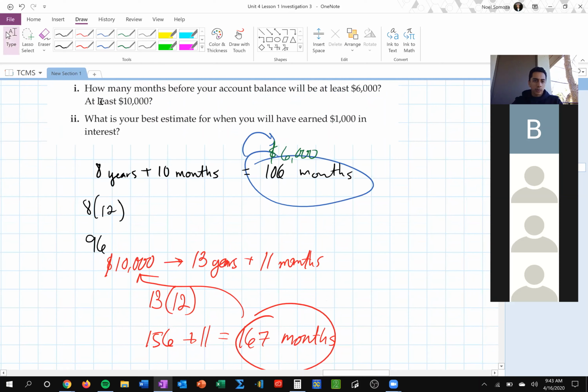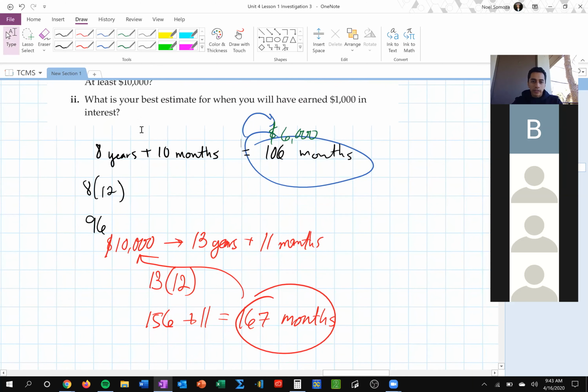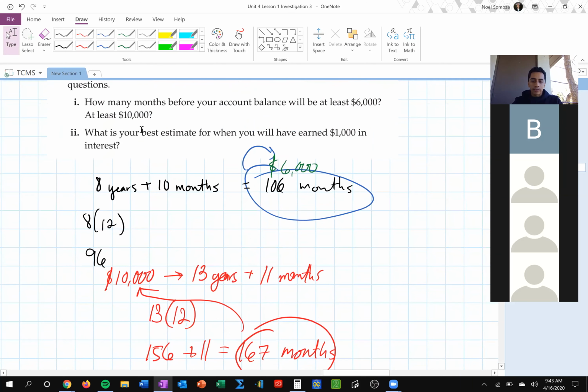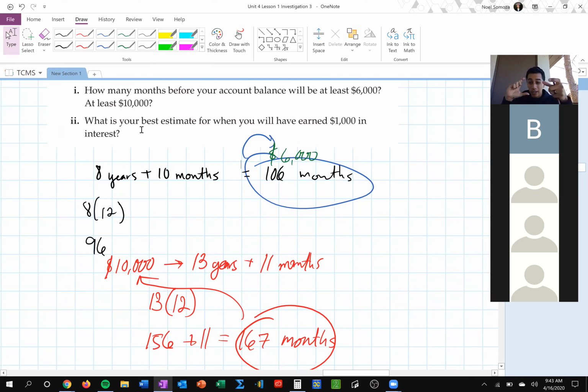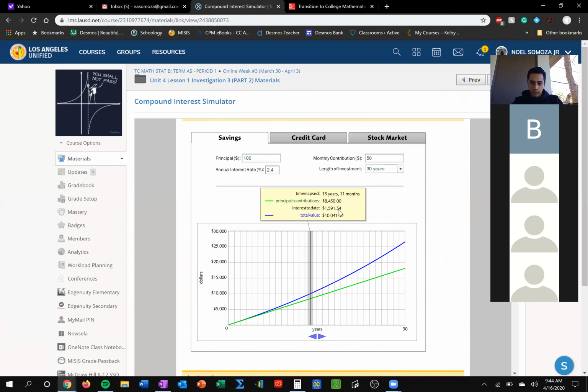And then the last one is just, what is your best estimate for when you will have earned 1,000 in interest? Okay, so that right there is a different question, right? Not when you're going to reach 1,000 as the total value, and not when you're going to contribute 1,000, but around when will you have earned $1,000 in interest, right? When will you see a gap between the two lines that represents $1,000? Okay, so we can use the same tool, right? But this time you're looking for interest to date, right? You want to be able to identify when have I reached 1,000 by looking right here.